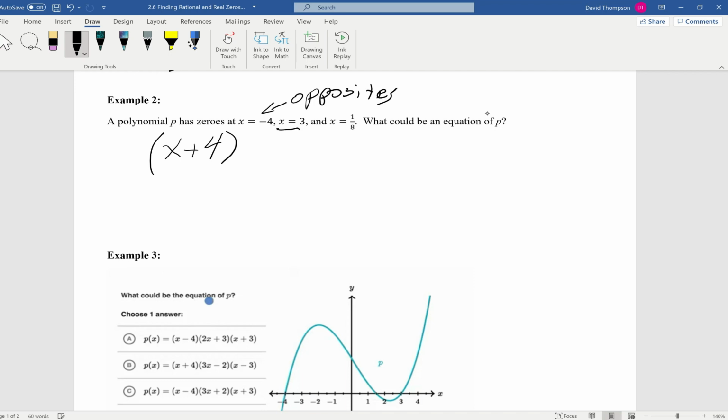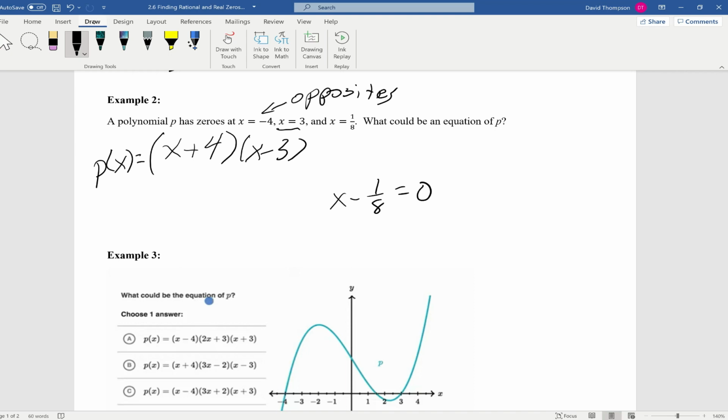So for this zero, we're going to have x minus 3. Remember, this is the polynomial p of x. Our last zero is x equals 1/8. So if we're dealing with 1/8, let's write it like this: x minus 1/8 equals 0.